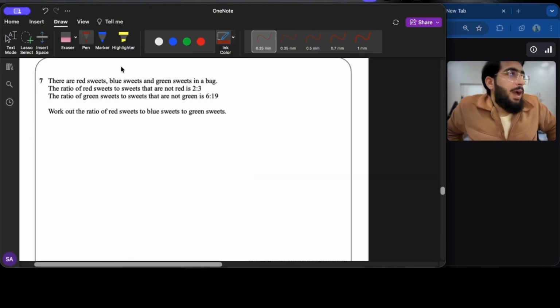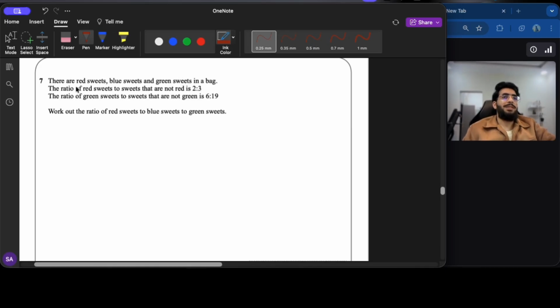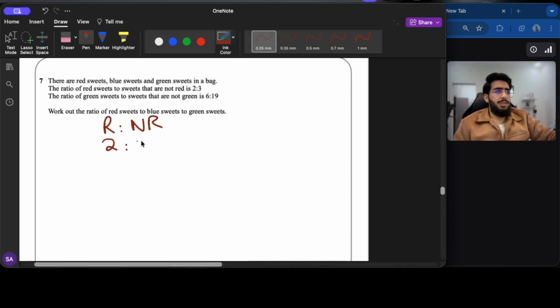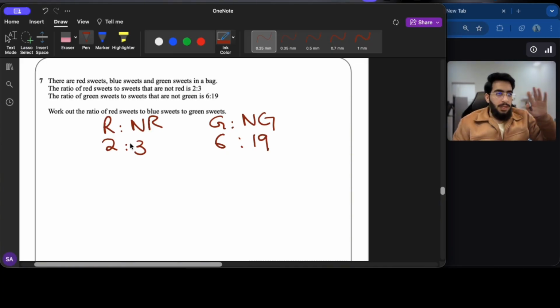Okay, then we have another question, which is there are red sweets, blue sweets, and green sweets in a bag. We have the ratio between the red sweets and sweets that are not red, and the ratio between green sweets and the sweets that are not green. So I'll write it. Red ratio not red is 2 ratio 3, and green ratio not green is 6 ratio 19. Now you can pause the video and think if this form will help us solve the question. The question is asking for red ratio blue ratio green. So that means red to blue to green. Let's see if it helps.